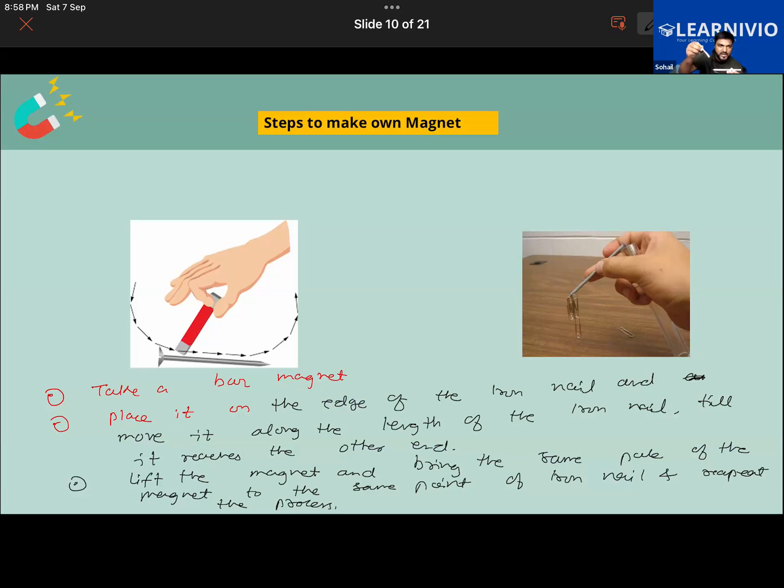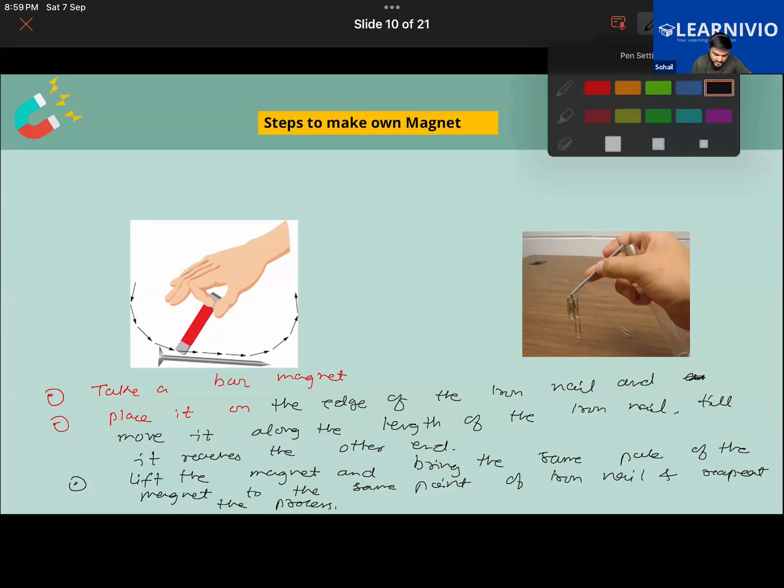In this manner you are going to do it. You don't have to change the poles. The pole should be the same. Getting it, both of you? Yes, sir. Okay. And how many times do you have to do this? You have to repeat this for 30 to 40 times.